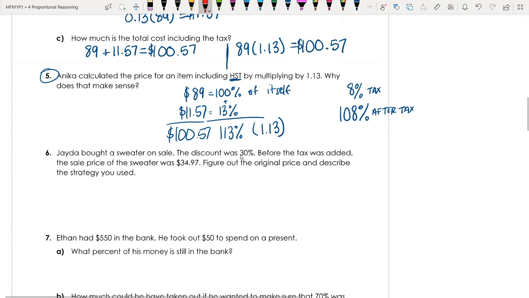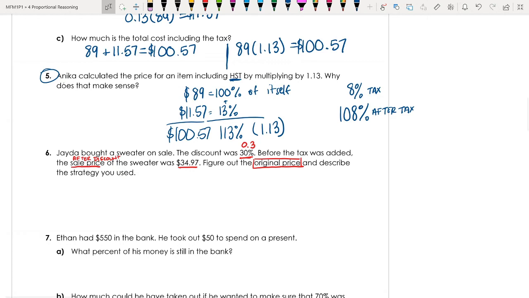So the first part is the discount was 30%. That's very important. When we see a percentage, I want you, as a regular habit, to change it into a decimal, because when we work with it, we're going to be using it as a decimal. And then before tax was added, the sale price of the sweater was $34.97. So we've also learned that sale price can be called the after discount price. And then figure out the original price. That's what we're being asked to find here. Find the original price and describe the strategy that you used.